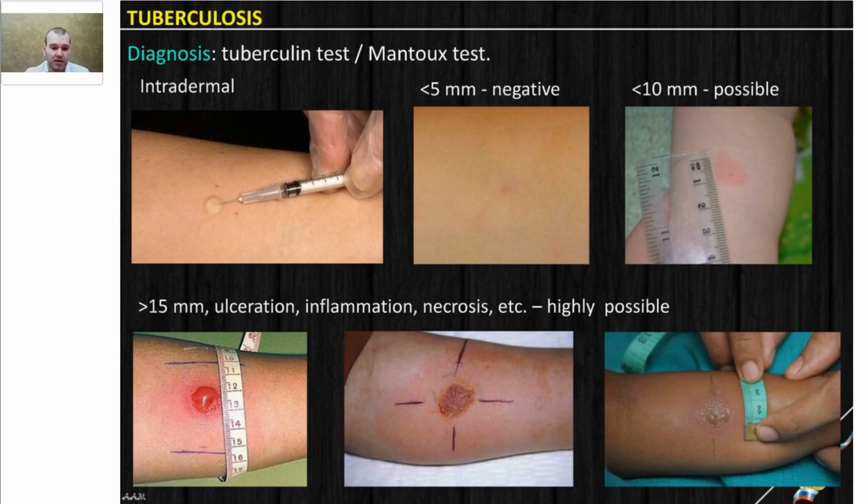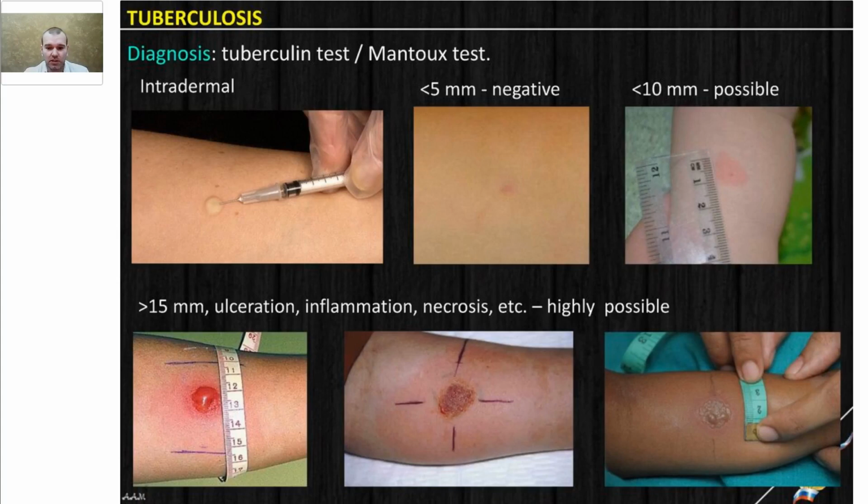So every year, the result of the Mantoux test should be recorded in the medical chart of the kid. And the doctor, usually a kindergarten doctor, then a school doctor, should compare the result of the current year with the result of the previous year. And the result should be approximately the same. It should not be changed significantly.